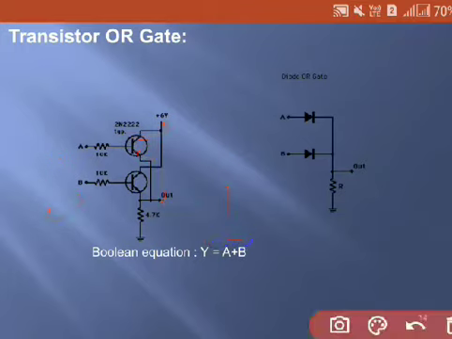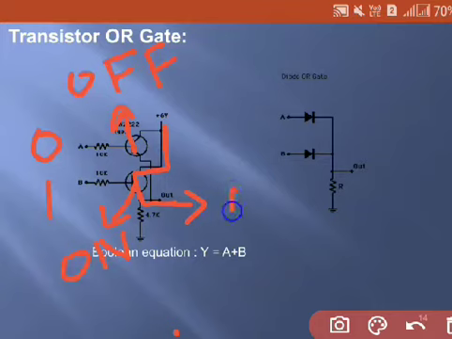And for another combination also, you can observe, for A is equal to 0 and B is equal to 1, this transistor will be off, and this transistor will be on. Whenever this transistor is on, then what will happen? Output is connected to VCC with the help of this transistor. So for 0 1 combination also, you'll be getting the output as 1.